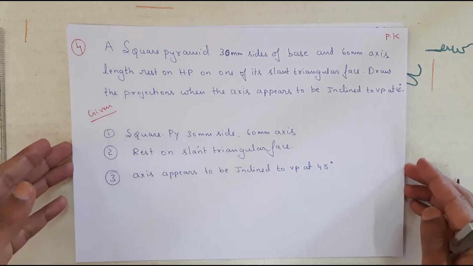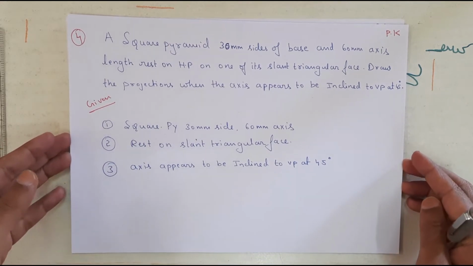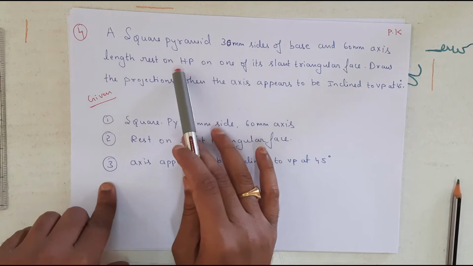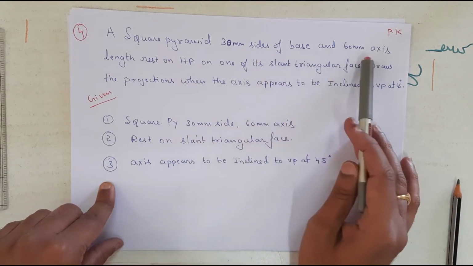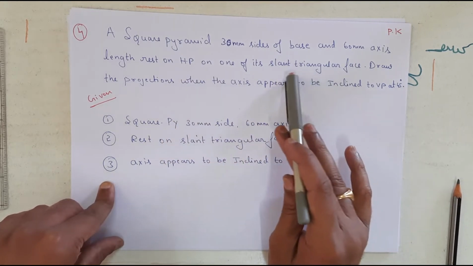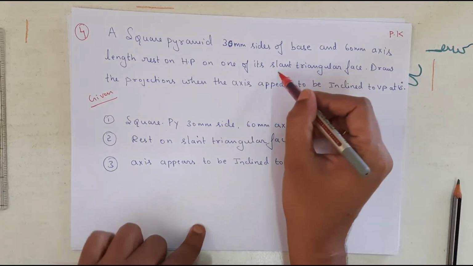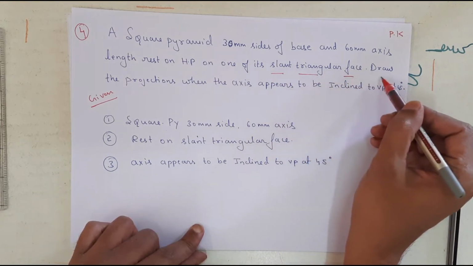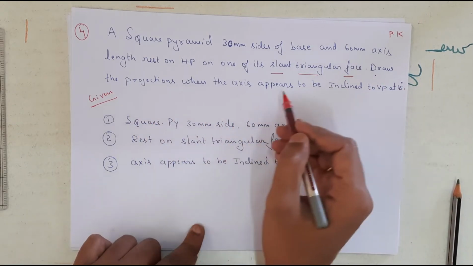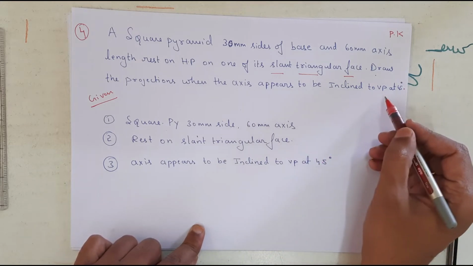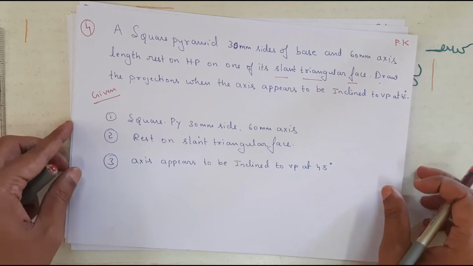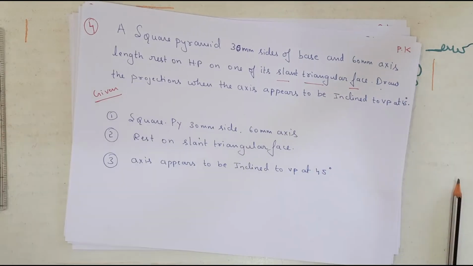Hello friends, Namaste. So today we are going to solve another problem on a square pyramid. In the data they are telling that a square pyramid, 30 sides of base and 60 axis length, rests on HP on one of its slant triangular faces. See, this is the change. So it is resting on one of its slant triangular faces. Draw the projections when the axis appears to be inclined to VP at 45 degrees.